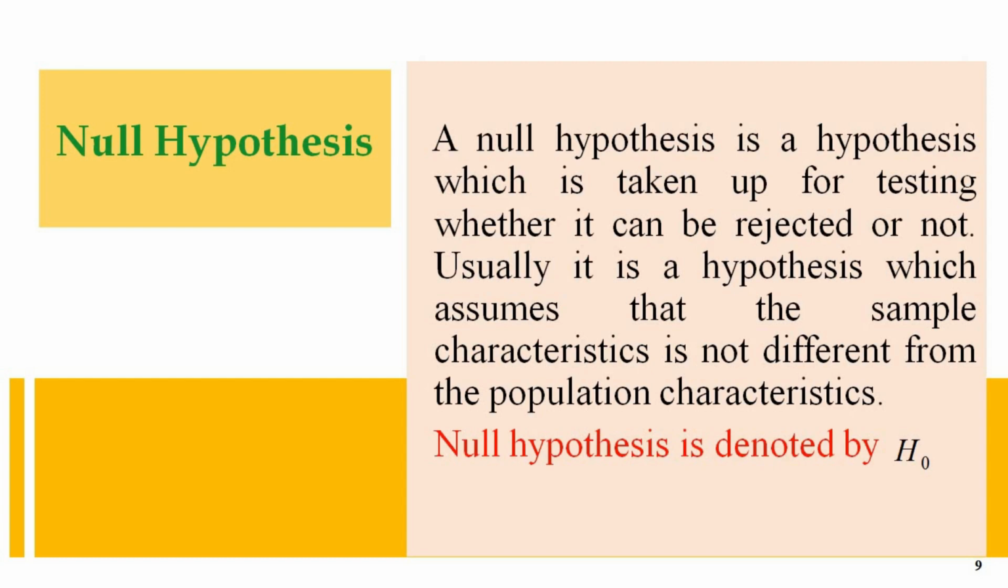Next, what is null hypothesis? A null hypothesis is a hypothesis which is taken up for testing whether it can be rejected or not. Usually, it is a hypothesis which assumes that the sample characteristics are not different from the population characteristics. Generally, the null hypothesis is denoted by H0, and it represents an assumption that no significant difference, effect or relationship exists between variables within a population. This is about null hypothesis.